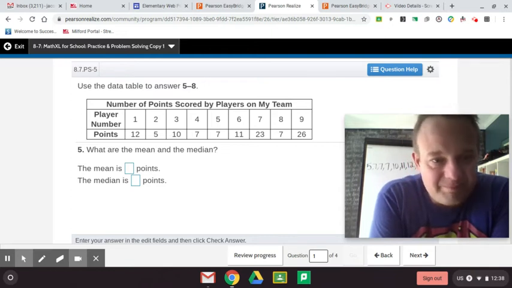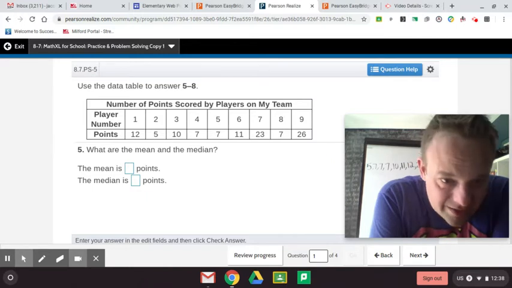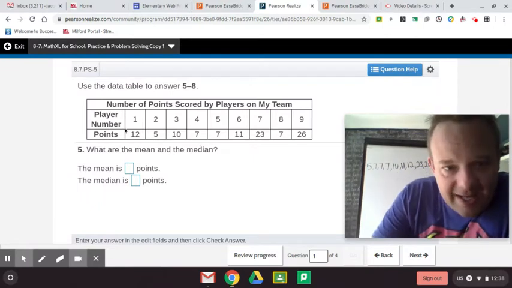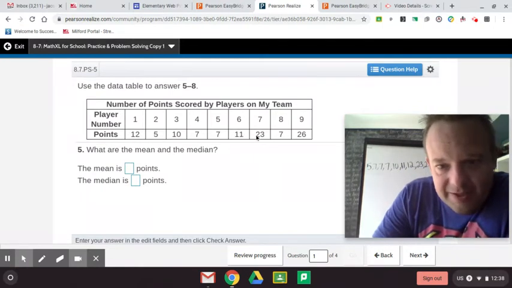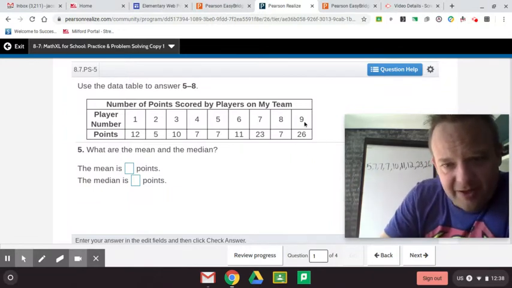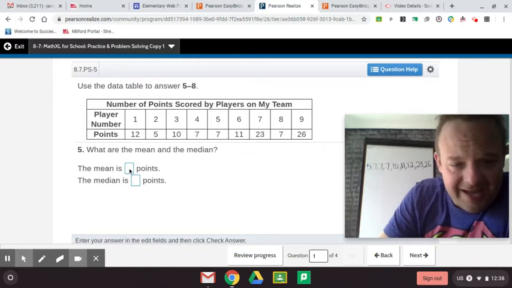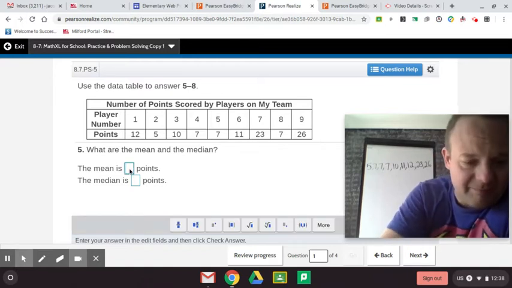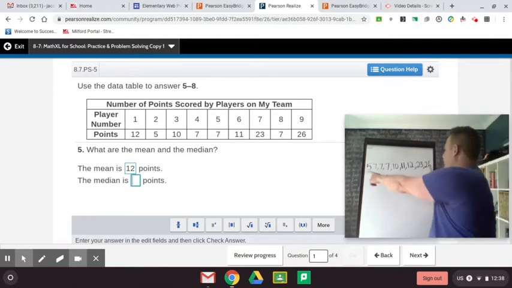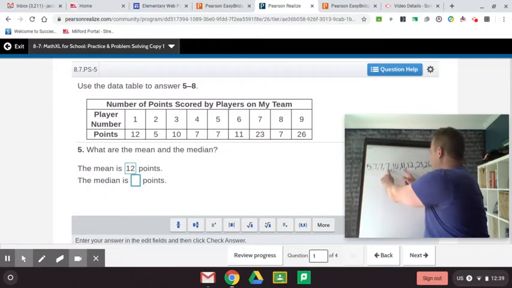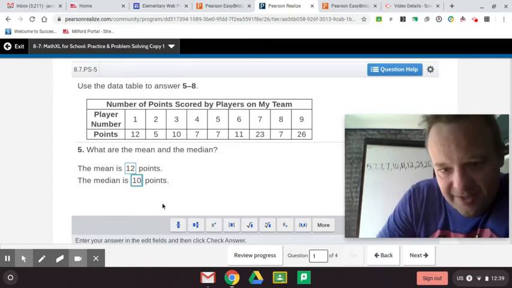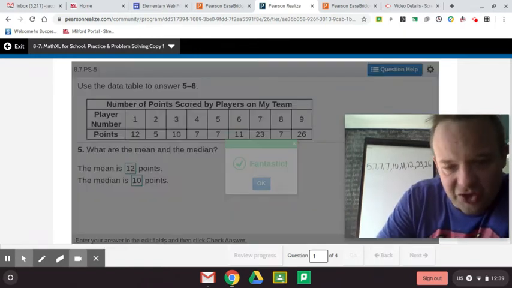Here we go. We have, what are the mean and the median? Okay, so I went ahead and plotted these in order from least to greatest behind me. And then you add up all these numbers and divide by however many there are. There are 9. And I got, I think, 12. And then the median, I didn't do that one yet. We go like this. And 10. It ends up with one number because 9 is an odd data set, which you guys should be very solid on so far.